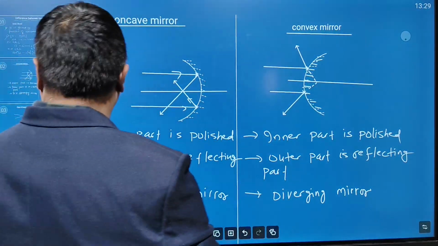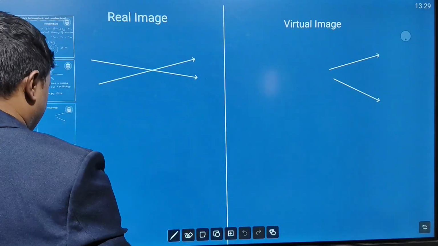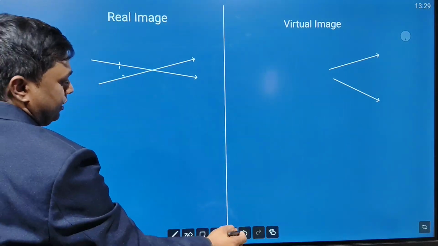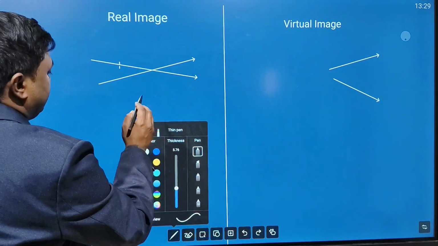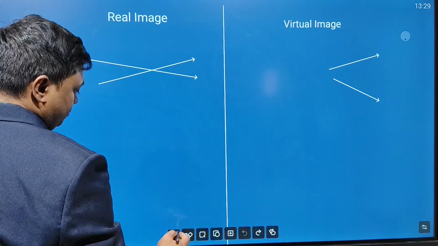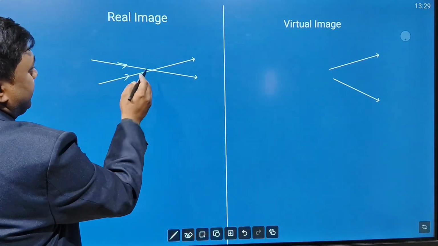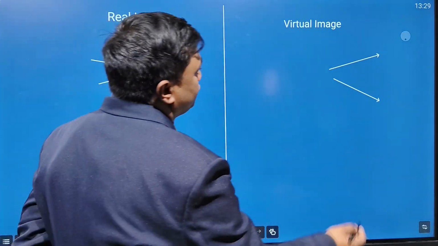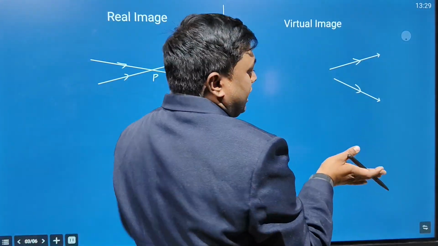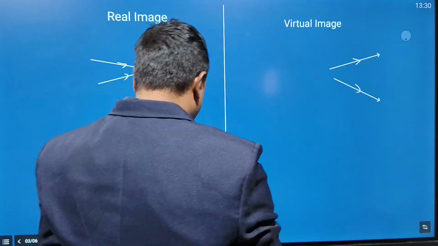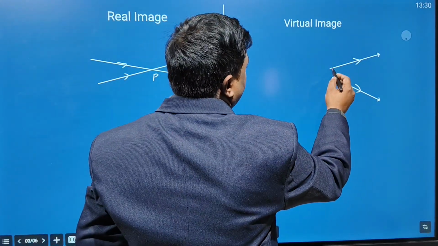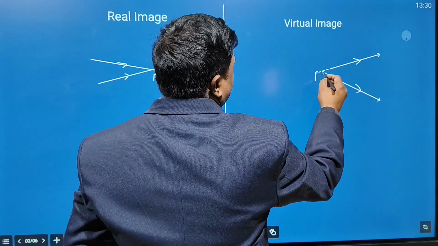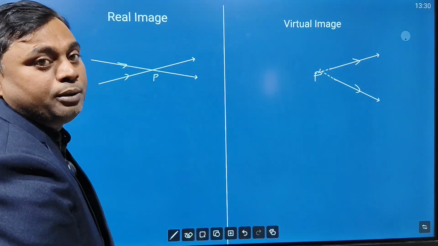Next, we talk about the real image and virtual image. Next difference, very important. Real image is the image which is formed when the light rays actually meet at a point. You can see this light ray and this light ray are meeting at this point P. So here the real image is formed. Whereas if you see these two light rays, they will not meet, they are diverging. Once you bring them back, they will appear to meet at one point. So here a virtual image is formed.